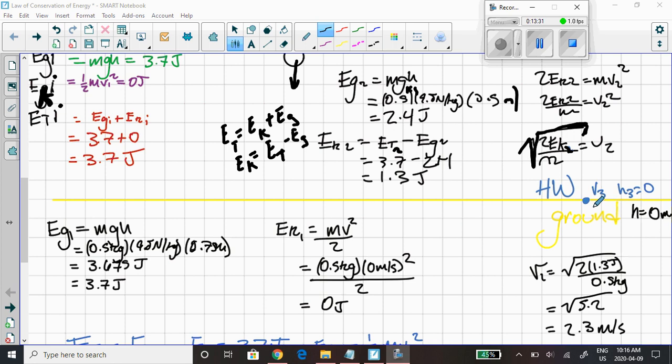So what I want you to do is review the method that we just went through for calculating speed at the second height. Use this method to find out what its speed is when it just hits the ground. Pause the video and try to figure it out on your own. Once you've tried it, restart the video and we'll pick up from there.